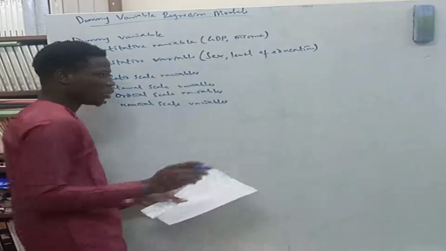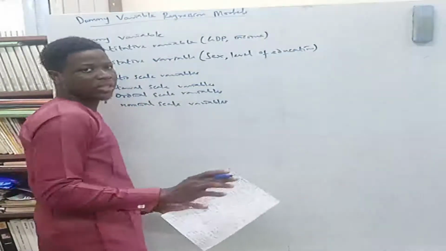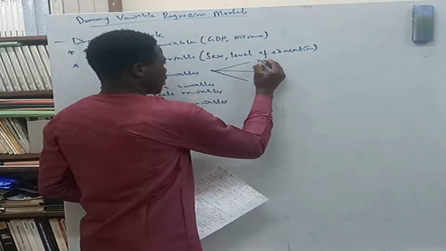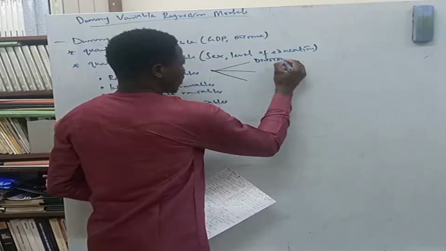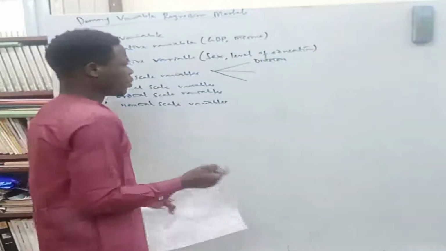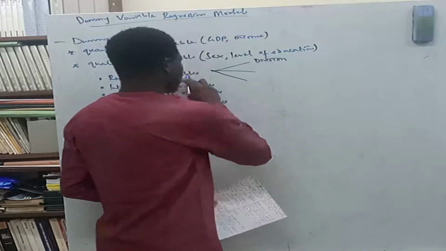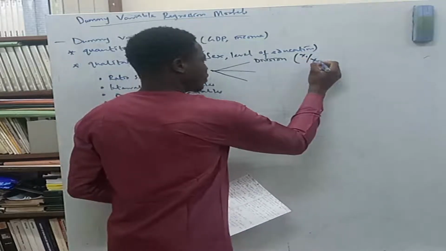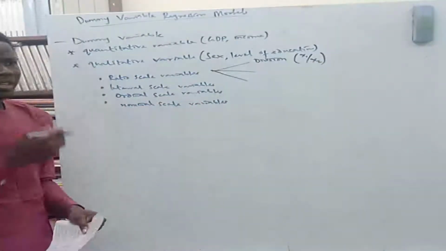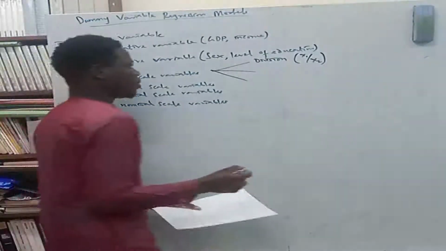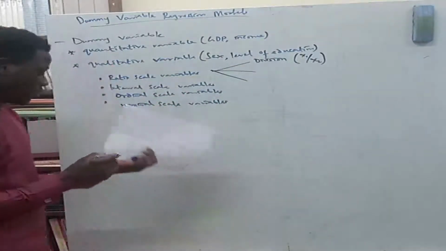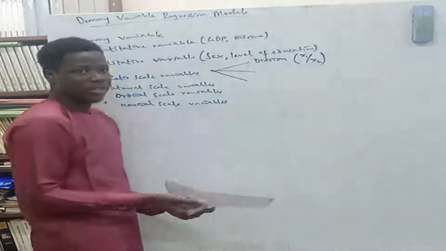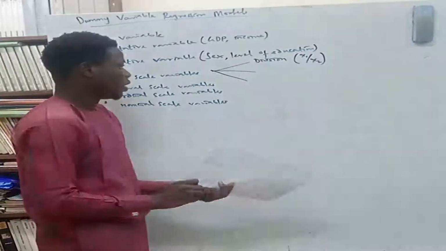Now, the ratio scale variable basically has three properties. One is that you will be able to divide. Let's say we have two ratio scale variables, x1 and x2. It is possible for you to say x1 divided by x2, and the result you get will make sense. For instance, if you say GDP of 2007 divided by GDP of 2008, the figure you get will make sense.